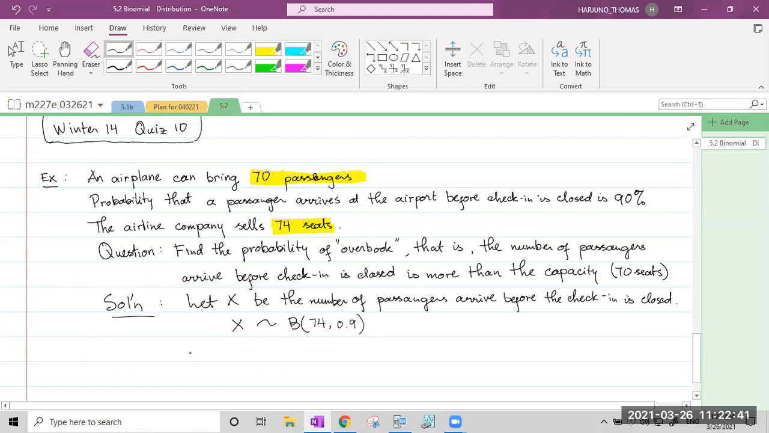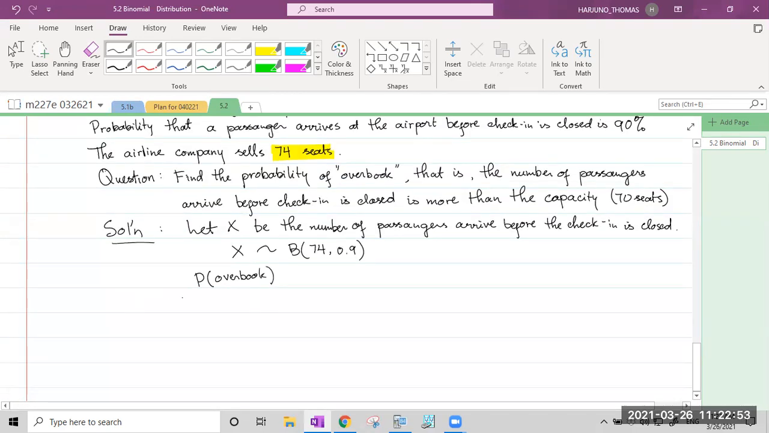Now, what is the probability that it's overbooked? It is overbooked if the number of people showing up is more than 70, right? You have only 70 seats available. Then you have an overbooked flight if the number of people who arrive is more than the number of seats.